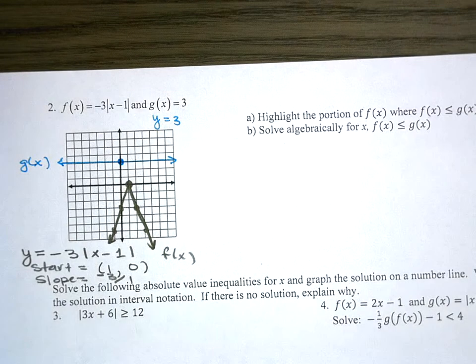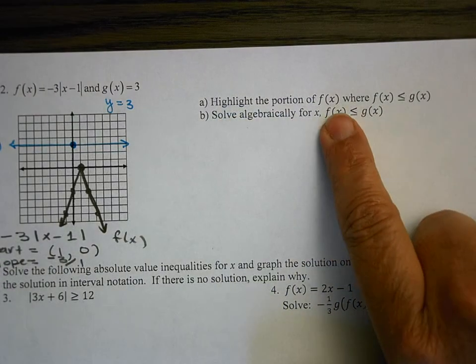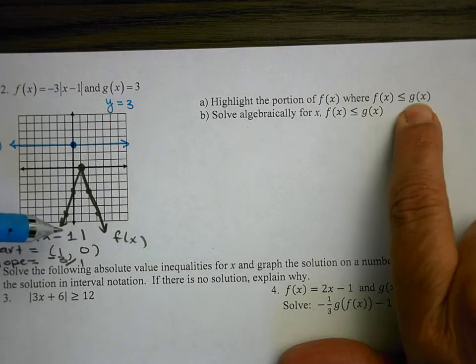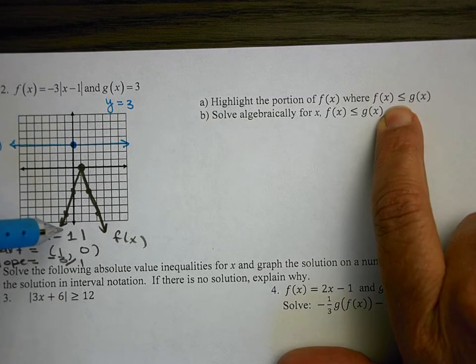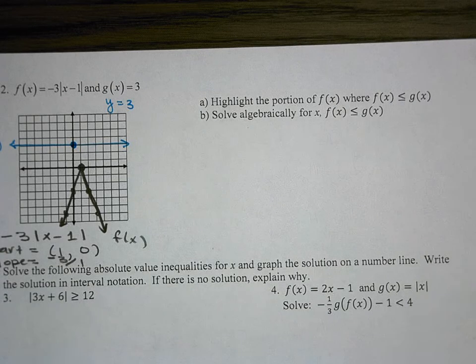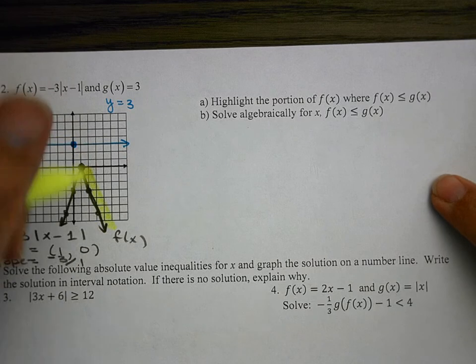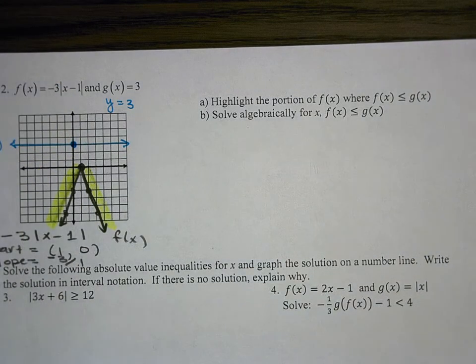Okay. So then for part A, they're asking me to highlight the portion on f of x. So again, I'm going to be highlighting on the absolute value, where f of x is less than or equal to g of x. So then I'm going to be highlighting everything on there, right? Because it is always below. There's never a section that is above. So this whole section for f of x would be highlighted. And so that would be my highlighted portion on f of x that is below my line g of x.